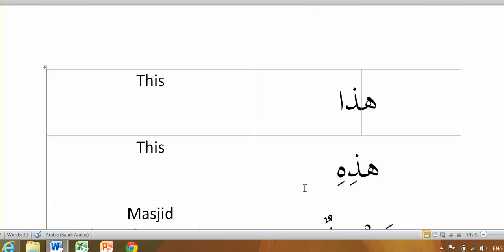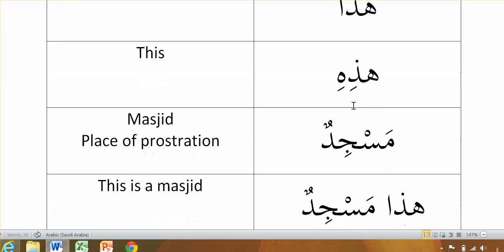I just don't know how to do it on the computer. If there was a whiteboard, a blackboard, you could just draw a vertical line above the ha. I'm telling you that so you know how to do it by yourself. هذه, this. And that's the same thing. You put a vertical line above the ha.